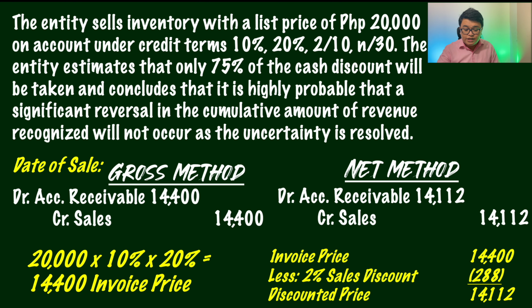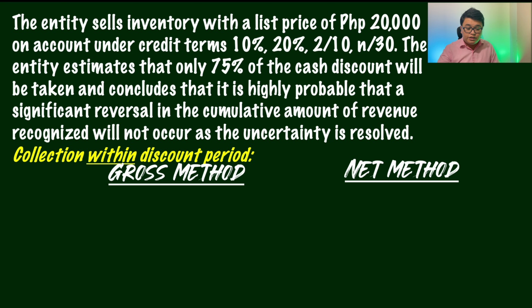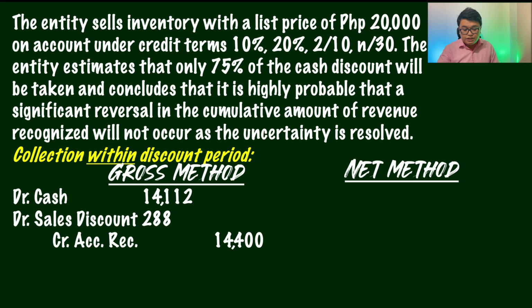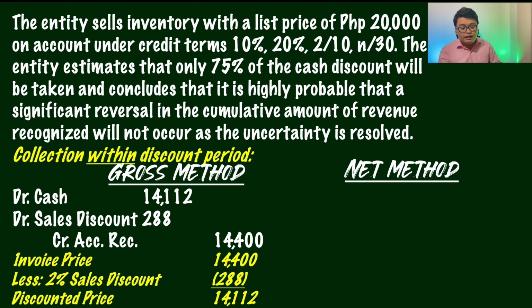Therefore, we recognize a lower amount of 14,112, representing invoice price minus cash discount. If we are able to collect from the customer within the discount period, then under the gross method, we will debit cash amounting to 14,112. Take note that this represents the invoice price minus the debit to the sales discount of 288 pesos.